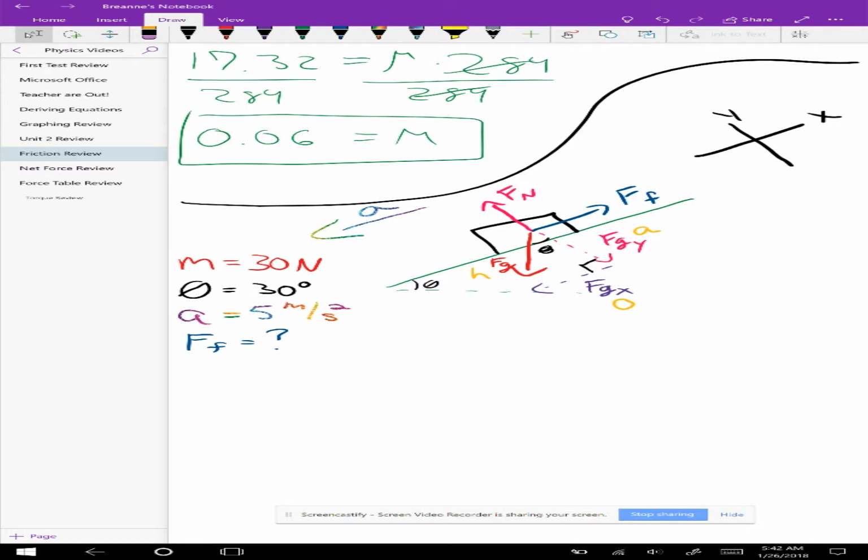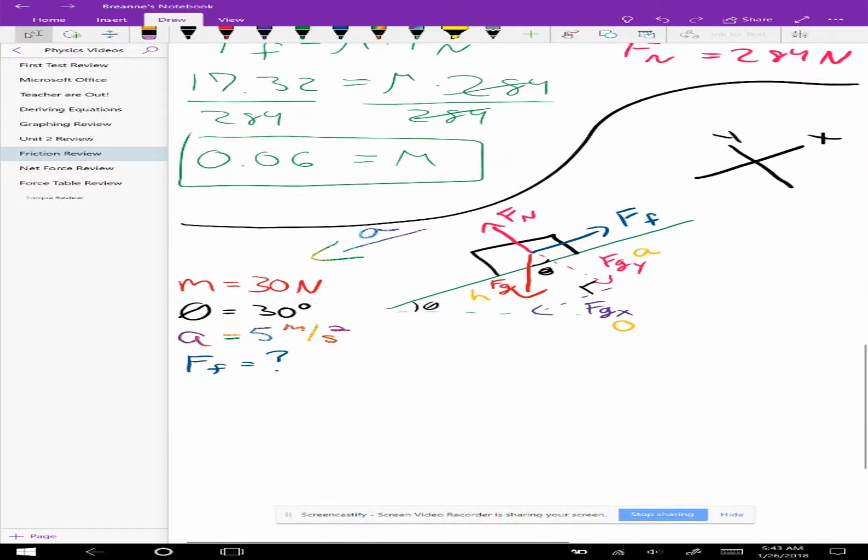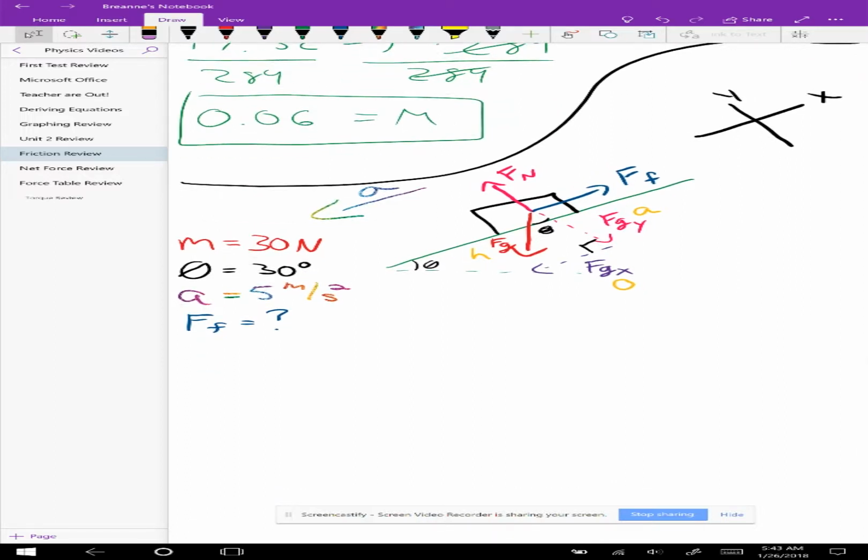So, again, we have to figure out what all our forces are. And then once we figure out what all our forces are, we can then begin to figure out our net force in the x and net force in the y. Now, since it is accelerating, nothing is balanced. You can't just set it equal to itself like we did up here, because it is accelerating. You do have acceleration, so therefore you do have a net force. It's an actual number.